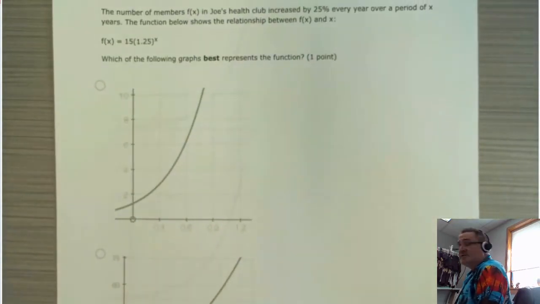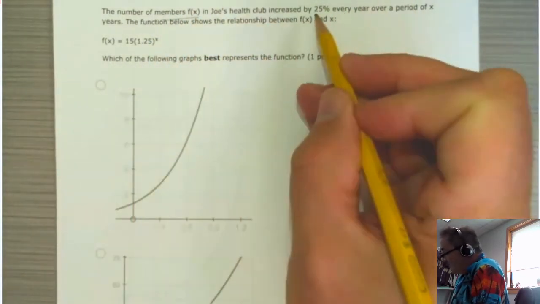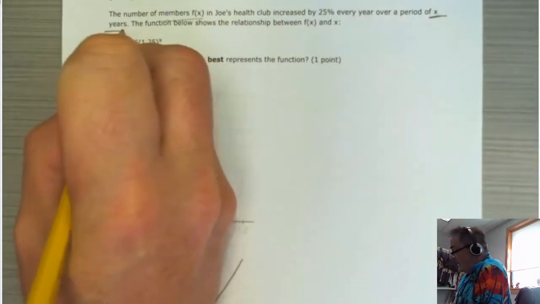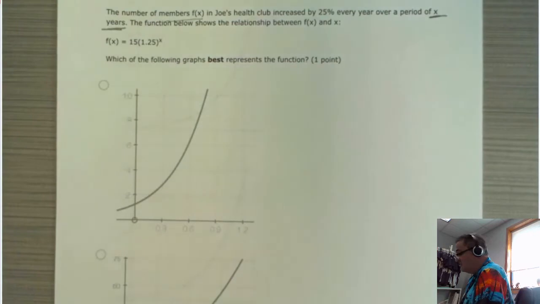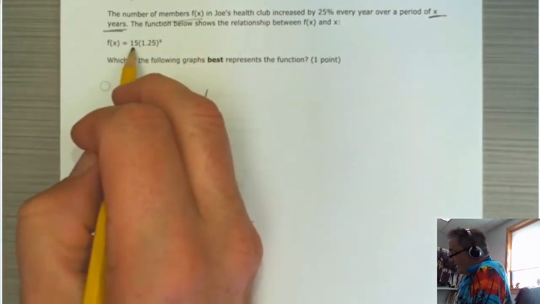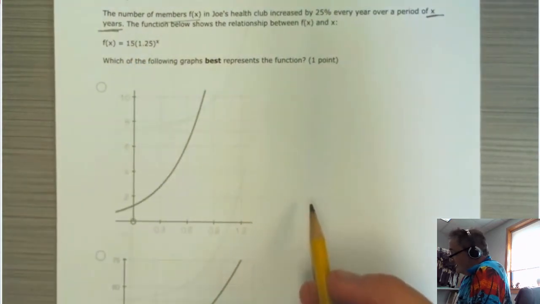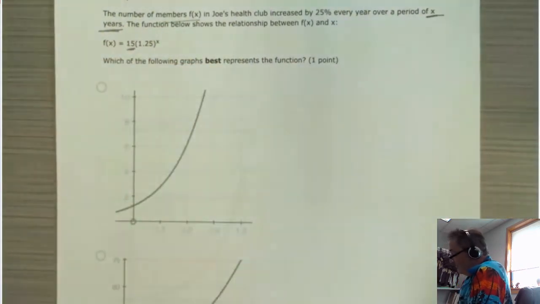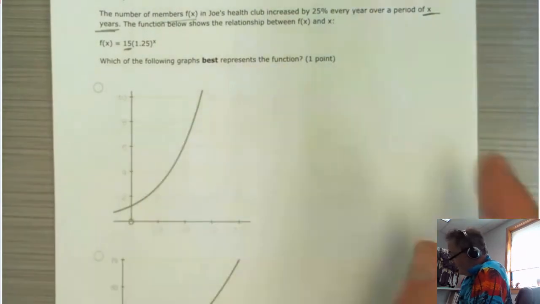The number of members in Joe's Health Club, members is f of x, increased by 25% every year over a period of X years. Again, X is usually time when you have to deal with a problem like that. So here's the function: f of x equals 15 times 1.25 to the x power. So that must mean he started with 15 people at year 0. Which graph best represents the function?